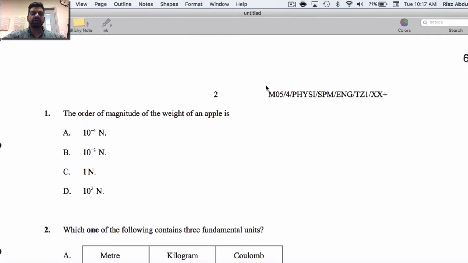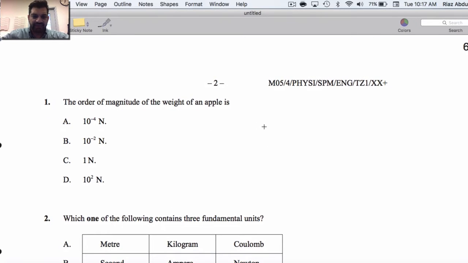So I wanted to actually talk a little bit about this exam that you took. I'm going to go through each question a little bit more slowly just to be clear. I want you to feel totally supported. Many of you are retaking this, and I just want you to have every piece of information available. So, question number one: the order of magnitude of the weight of an apple is.